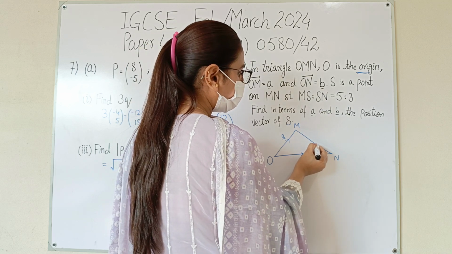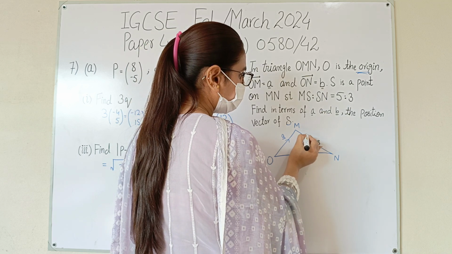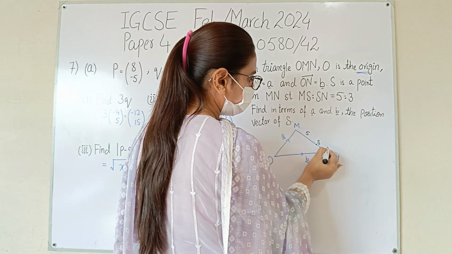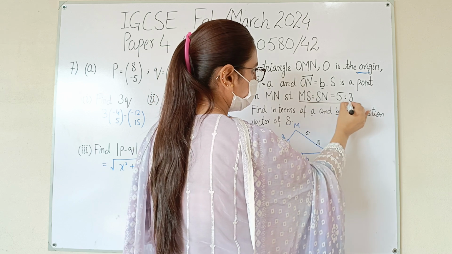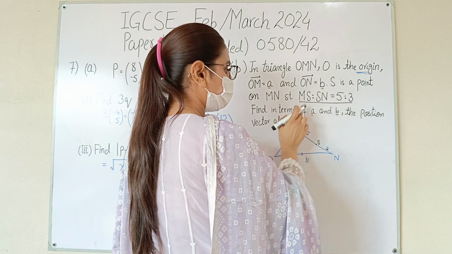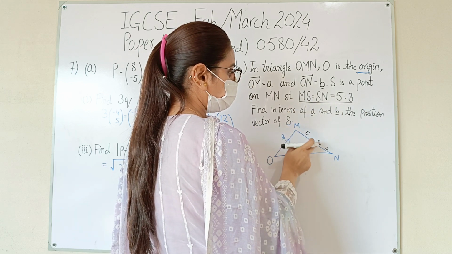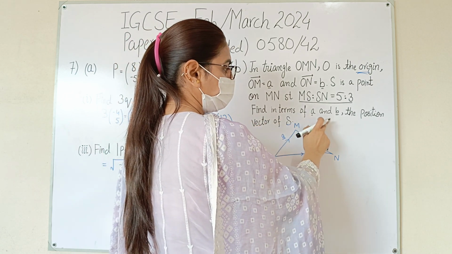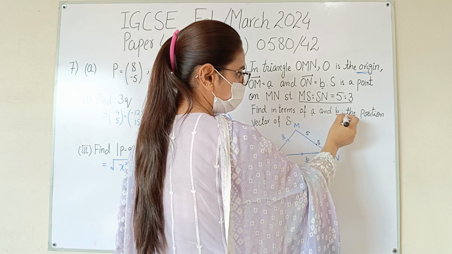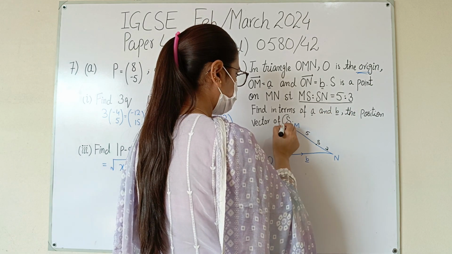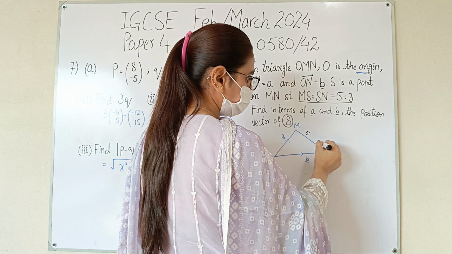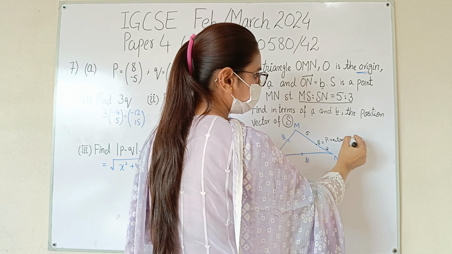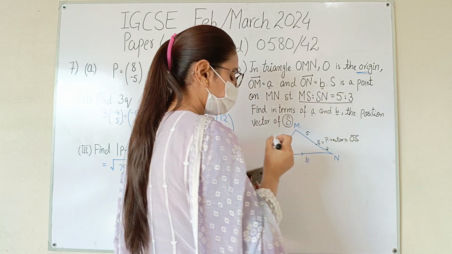If we draw S over here, this part will be 5 and this part will be 3, as he has given you in the question that the ratio of MS to SN is 5 to 3. Find in terms of a and b the position vector of S. Here, what you have to find out is the position vector of this point S, that is basically OS.